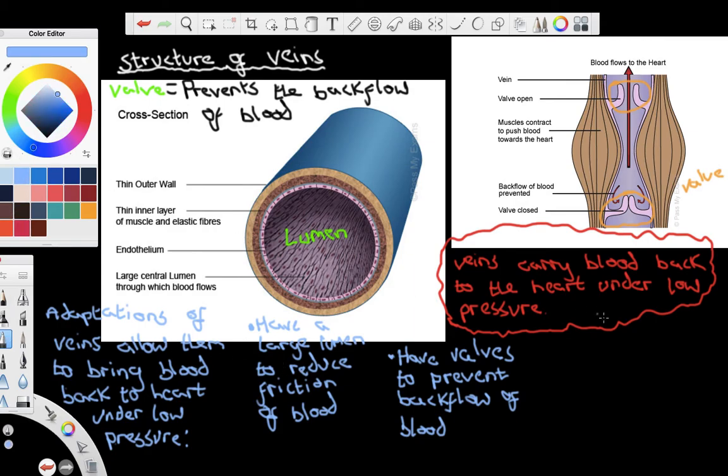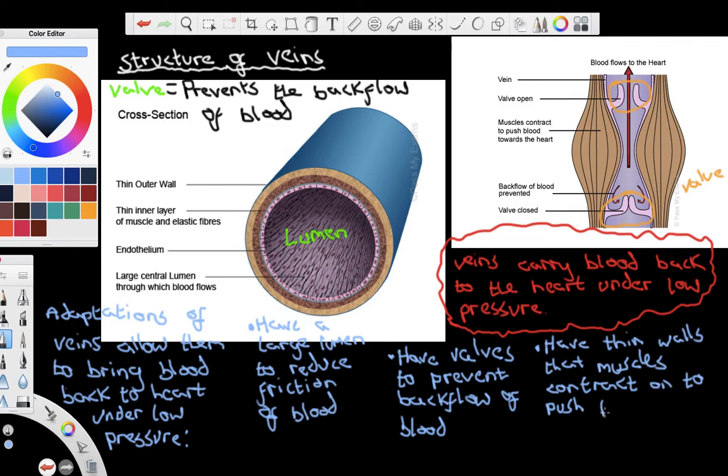So we can say that they have thin walls that muscles contract on to push blood through the vein.